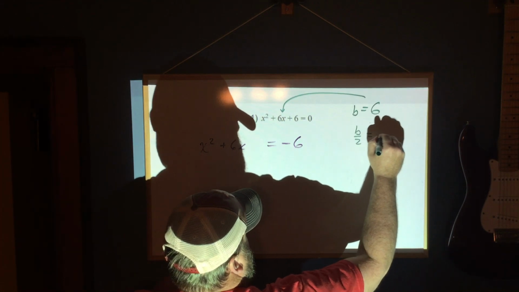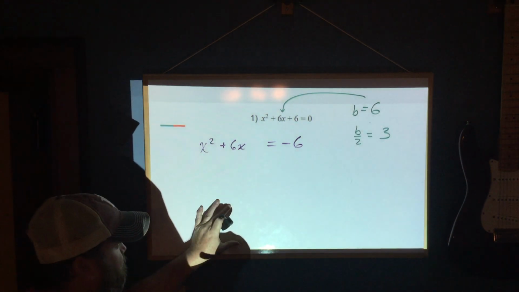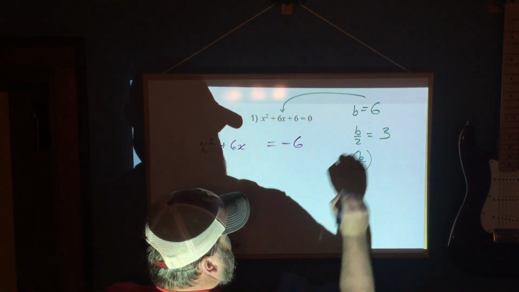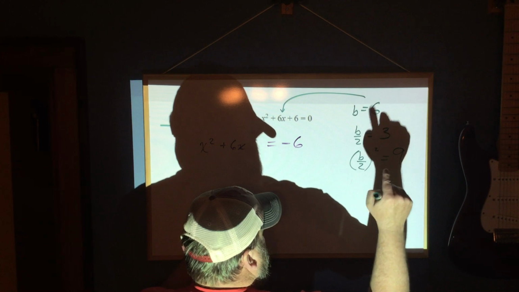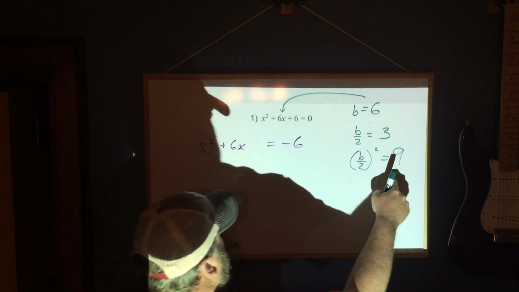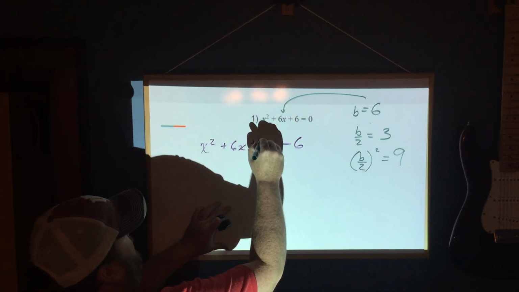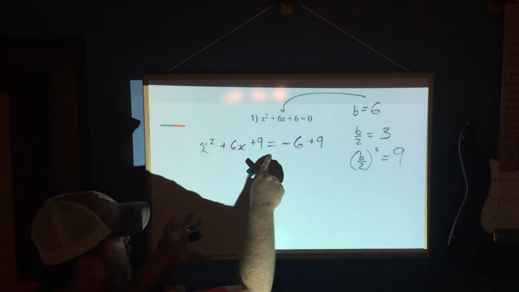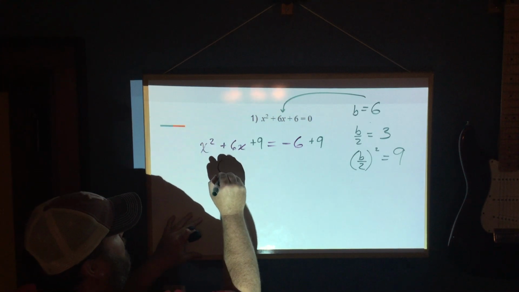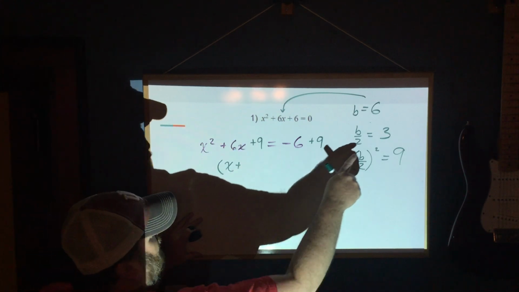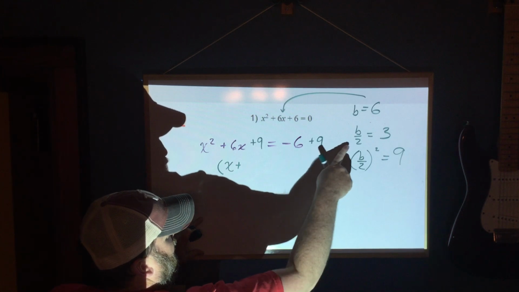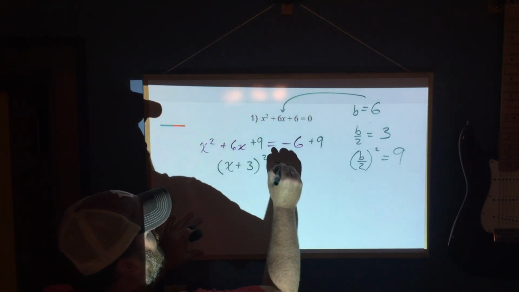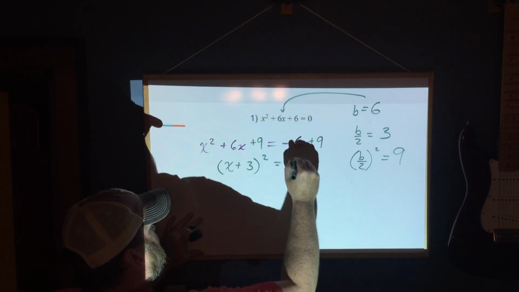Half of b is 3. And then if we take half of b and then square it, we get 9. This is the number that completes the square. So we want to add 9 to both sides. Now I have a perfect square trinomial over here. That factors into x plus, and then that number you can get from taking half of b, which is 3, squared. And negative 6 plus 9 is 3.